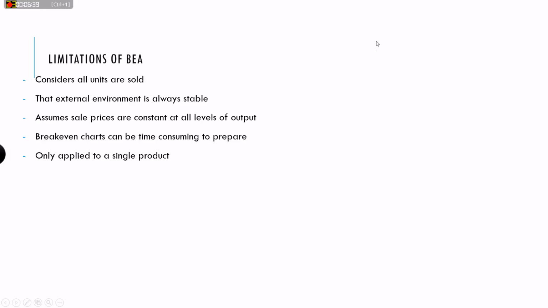So the limitations of the break-even analysis is that it just considers that all units are sold, the external environment is always stable, and it assumes sales prices are constant at all levels of output, and break-even charts can be time-consuming to prepare, and only are applied for a single product.